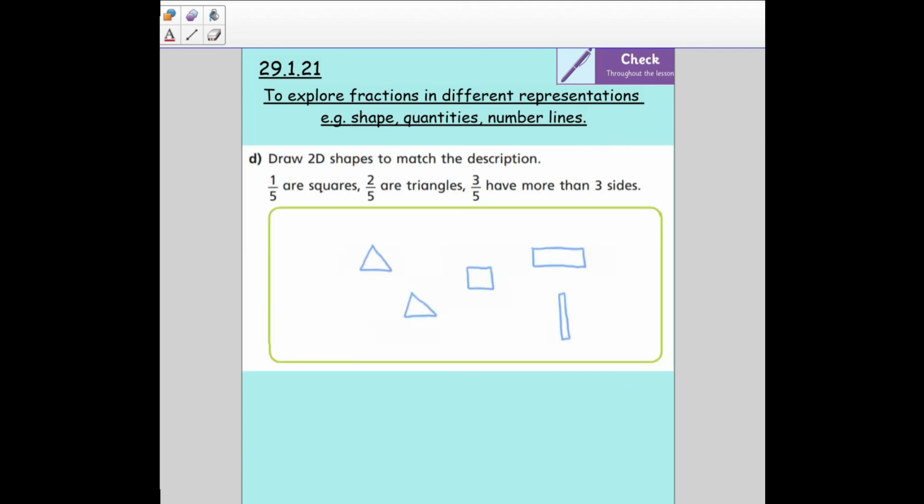Let's have a look at this one then. You definitely needed to draw 1 square. You needed to draw 2 triangles. After that, the last bit says 3/5 have more than 3 sides. So your last 2 shapes needed to have 4 sides or more. So you may have drawn rectangles or any other 4-sided shape as long as it wasn't a square, or you might have had a go at drawing a pentagon, a hexagon, and so on.